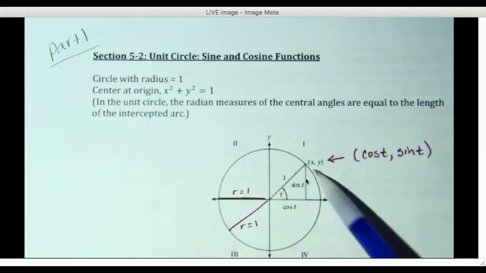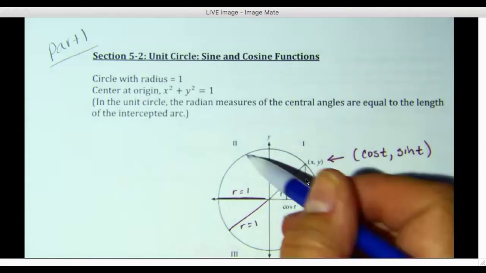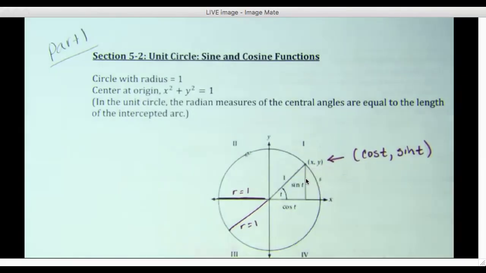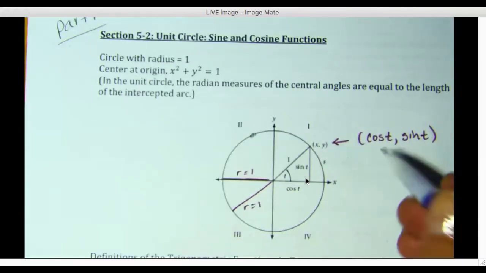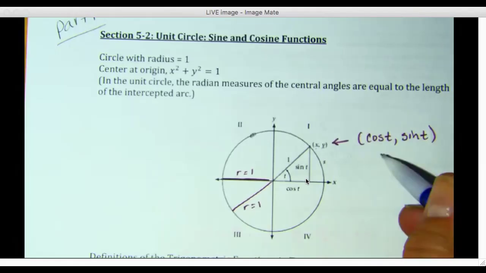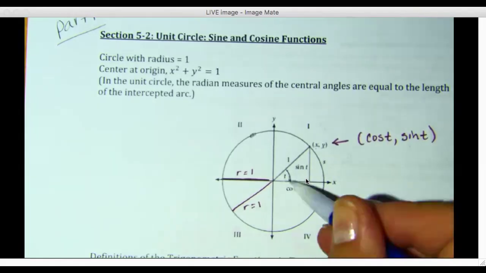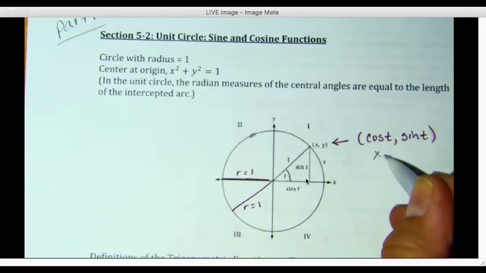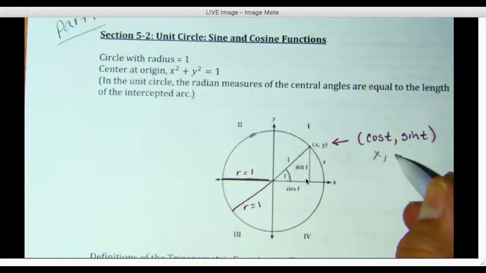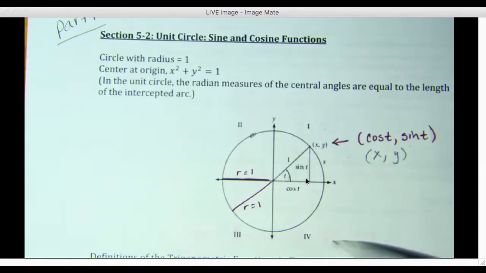If we have a point on any edge of the circle, that coordinate (x, y) tells us the cosine value at that angle t and the sine value at that angle t. So the x value is the cosine and the y value is the sine of that angle. Quadrant 1, 2, 3, and 4 again.